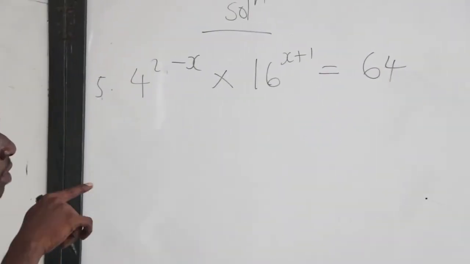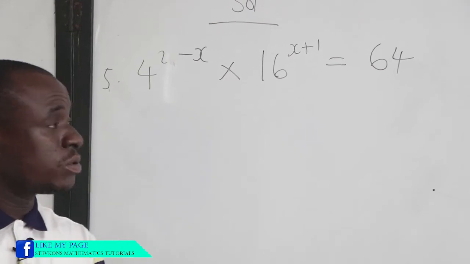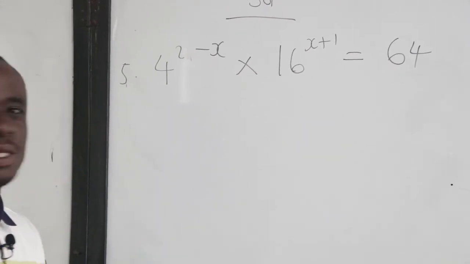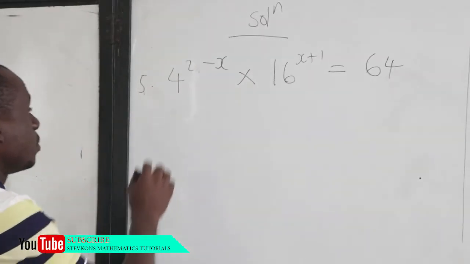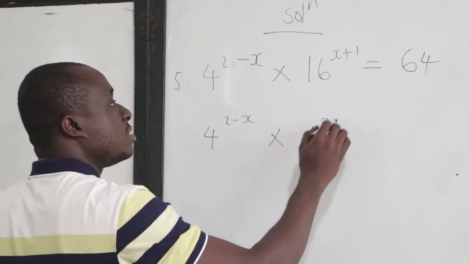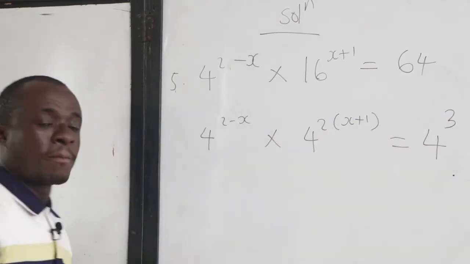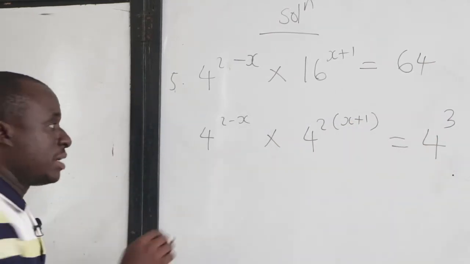Now here, clearly we have 4 to the power 2 minus x times 16 to the power x plus 1 equal to 64. We can make all the bases the same. Let's make all the bases 4. We have 4 to the power 2 minus x times, here 4 to the power 2 is the same as 16, x plus 1. And then here 4 to the power 3. Bases are the same, we are multiplying, so we add the exponents.